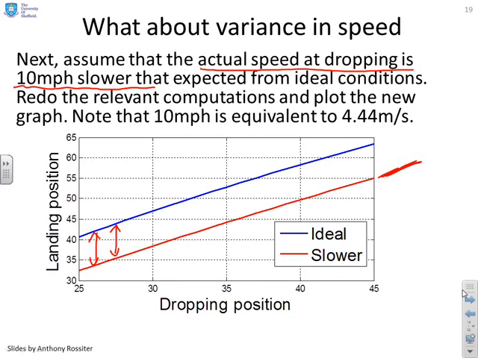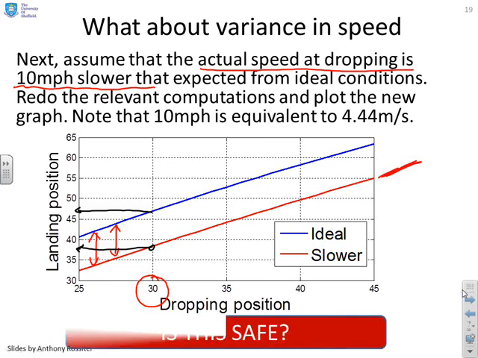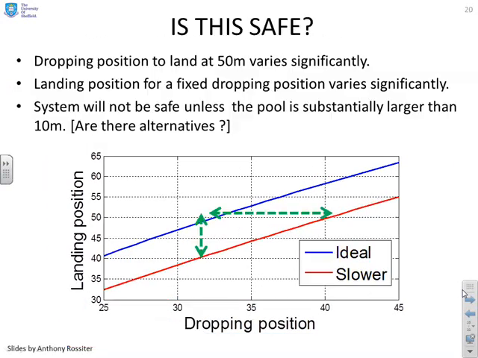So for example, if you drop at 30 meters, one rider is going to land here at around 37, 38 meters, and the other rider is going to land here. So there's quite a variability in where they might land, because there's a variability in the speed they've got when you drop them, if you drop them at the same place. Okay? So here's a question. Is this ride going to be safe? All the riders are going to land in different places.